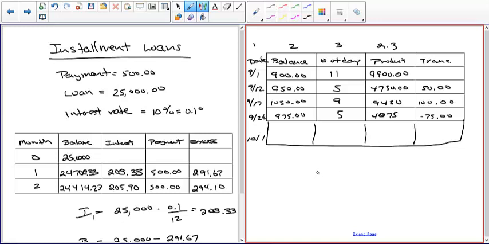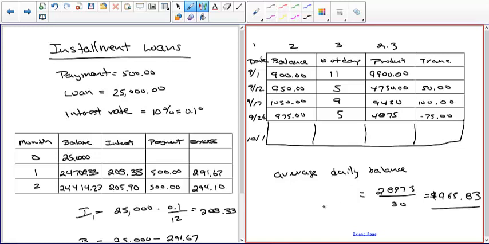Okay, so then you'd add those, so to get your average daily balance, you would add those together. So 9,900 plus 4750 plus 9450 plus 4875. You get $28,975 divided by 30 days, or however many days I give you, whatever month it is. 28,975 divided by 30. You get an average daily balance of 965.83. Okay, so that's your average daily balance.